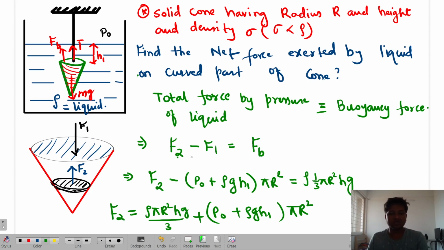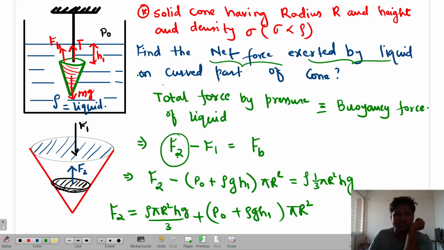And net force is this F2. It is asking, net force is F2 minus F1. But just, sorry, try to understand the question. It is asking net force exerted by the liquid on the curved part of the cone. Only on the curved part it is asking. Net force is F2 minus F1, which is the total sum of curved part force minus base part force. Are you able to get me?